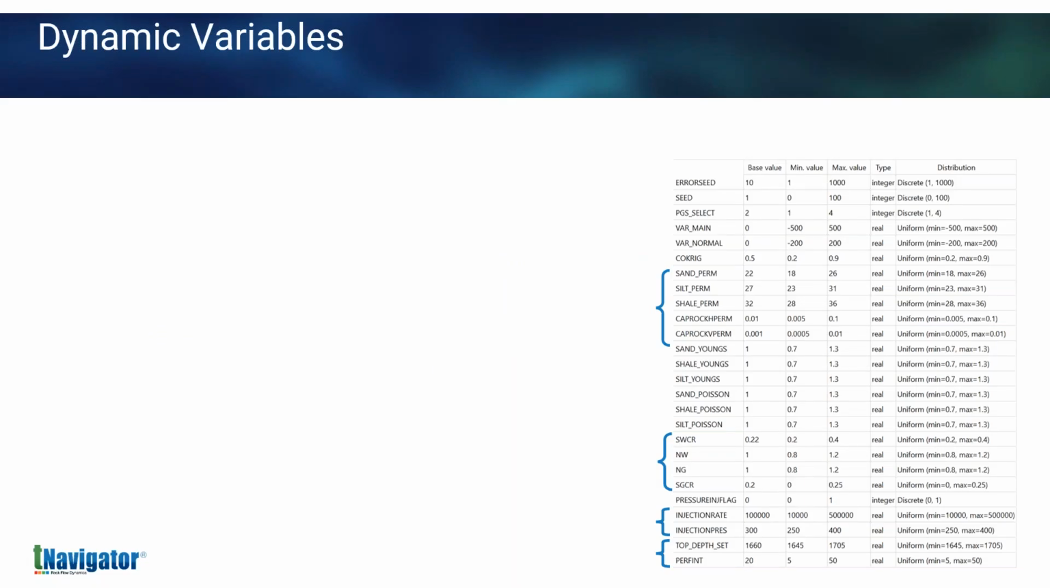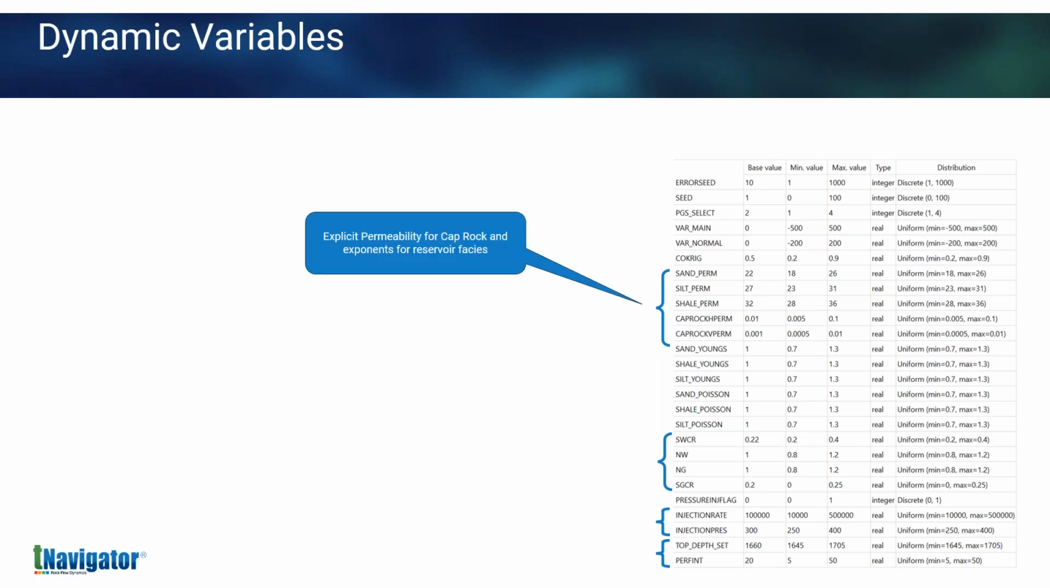Okay, so continuing the workflow from where Marcus left off, I'd like to briefly talk about some of the different types of variables that we use here for the dynamic realm. So on the first part that we can see is sand perm, silt perm, shale perm, caprock, H and V perm. So the last two are explicit permeabilities for the caprock, both in the horizontal and vertical direction. And the first three are exponents for the different reservoir facies that Marcus has already demonstrated before.